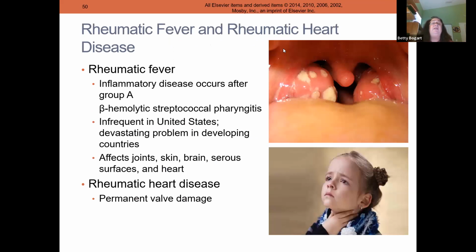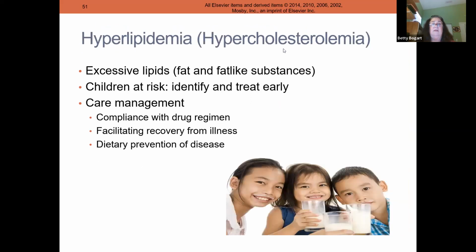Now, rheumatic fever. No, we think strep throat is really not anything, right? Well, if we don't treat strep throat, finish the antibiotic, go back, get it checked by the physician to make sure that strep is gone, it can attack the body. And it can affect the joints, the skin, the brain, the heart. And in the heart, it affects the mitral valve and causes permanent damage. It is caused by a strep infection.